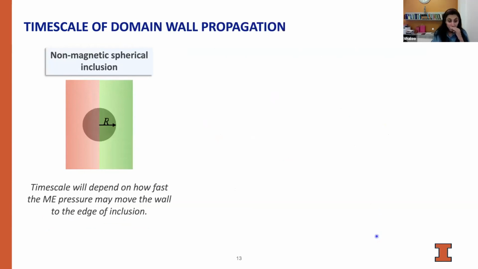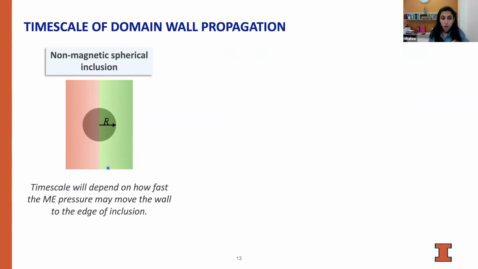The second process that we're considering is this domain wall propagation. So we're considering that the wall is being intersected by the spherical non-magnetic inclusion. So we want to find the time scale. It would depend on how fast this external electric field can move the wall to the edge of the inclusion, assuming that my magnetic field is something fixed.